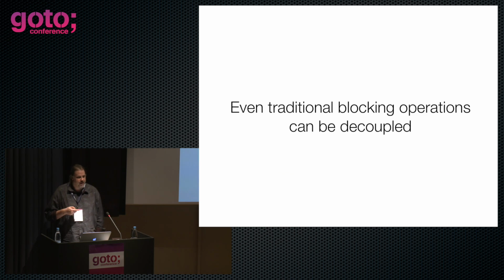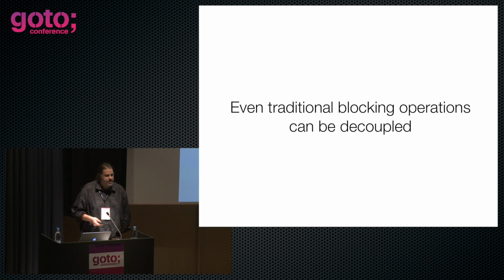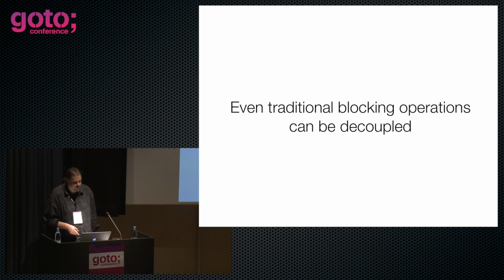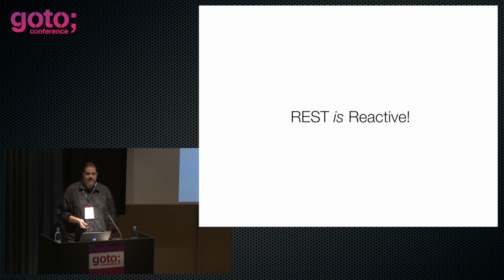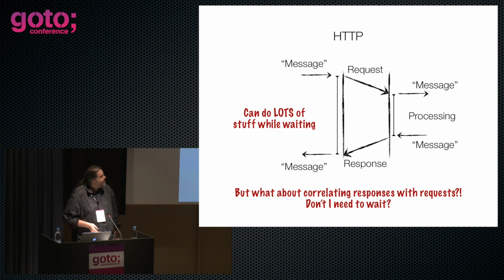So just to give you an idea of how we can take even traditional blocking operations and decouple them, I thought this was giving an idea of different ways to do this. REST is actually reactive. A lot of times we think about REST as being, you send a request, you block, you wait for a response, right? Just think of it from the client side. But if you break it down, HTTP has a request, it has a response, that's a message, that's a message, that's a message, and that's a message.